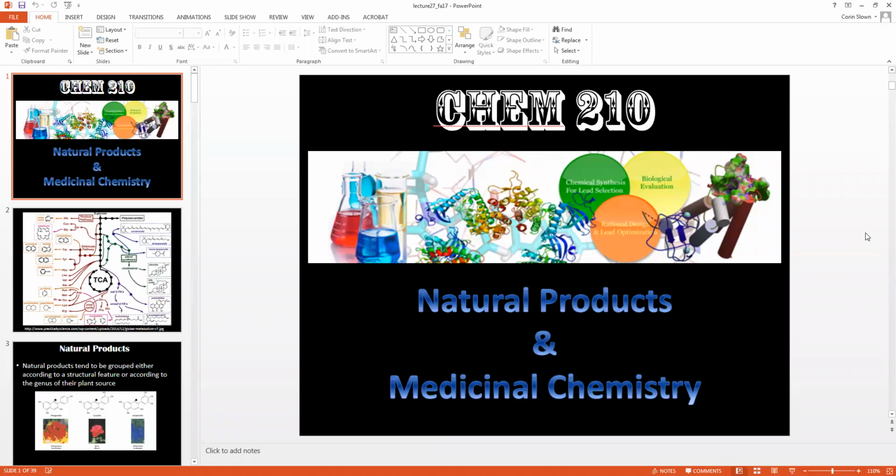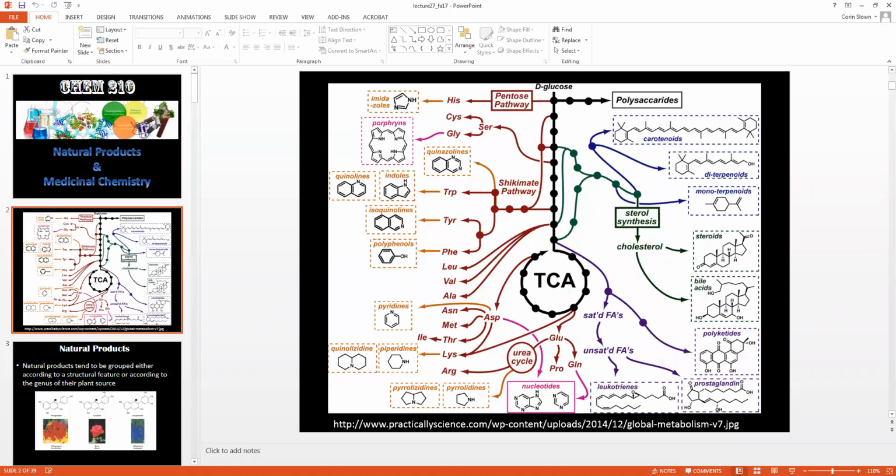So this is an opportunity for us to really think about natural products and medicinal chemistry, and specifically the way that it relates to metabolism. If you think about this in the big picture, we've been looking at things like the citric acid cycle, right? And part of what we need to recognize is that there are many other aspects of metabolism that we have not yet explored. Those are shown here.